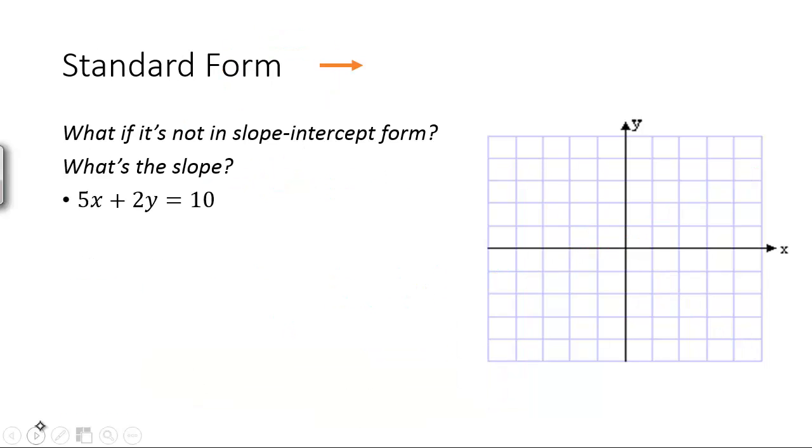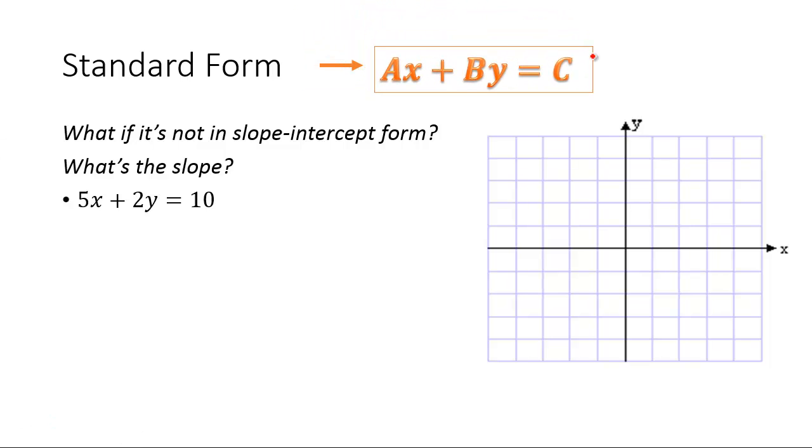What about standard form? Well, standard form is when it's not solved for y, and it's just in general like that. So here's an example of an equation written in standard form. It's not in slope-intercept form. So the question is, what is the slope? Well, you could find some points and then use the slope formula to find the slope. But you could also put it into the slope-intercept form, and then you can also identify the slope.